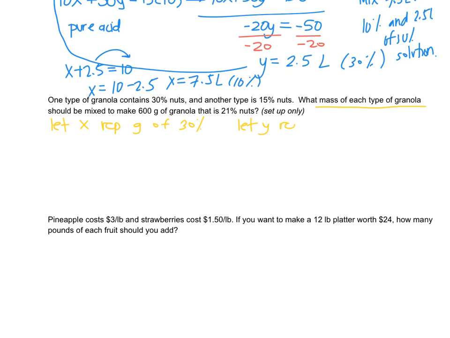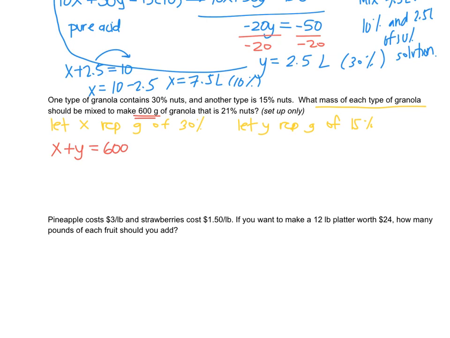Let Y represent grams of 15%. And I know in total I need 600 grams. So if I add up the number of grams of the first mixture and the second one, I should get 600 grams in total. So that's the simple equation.